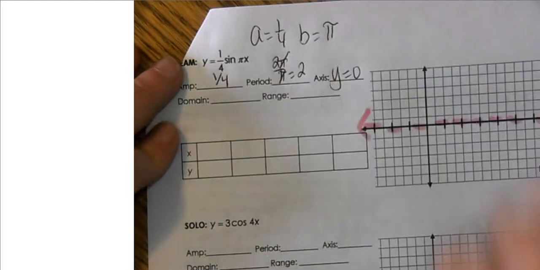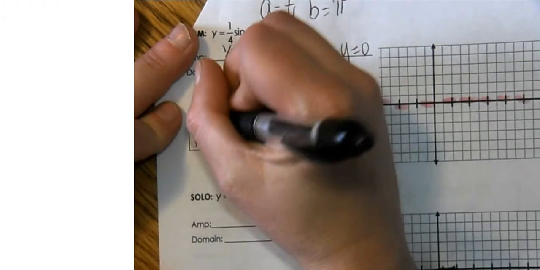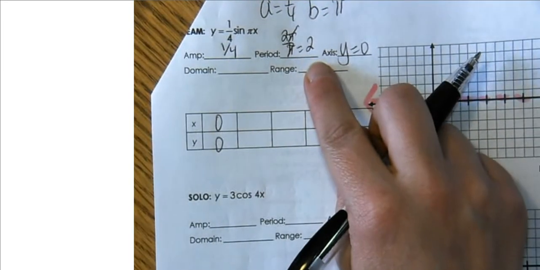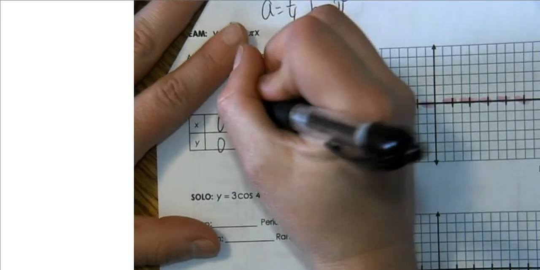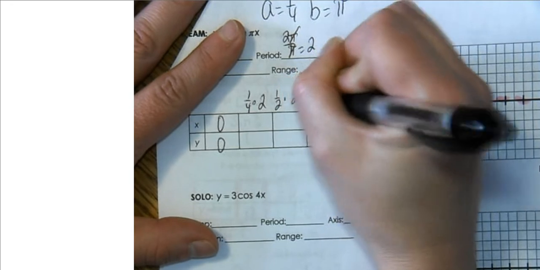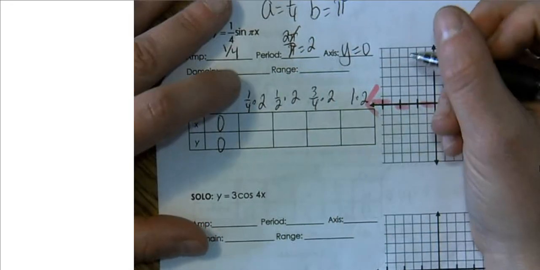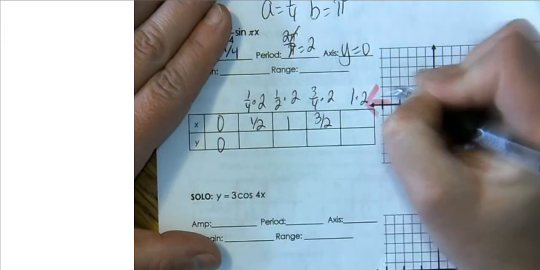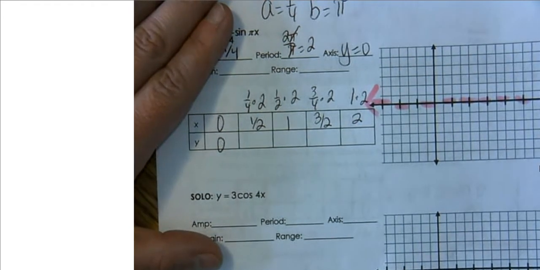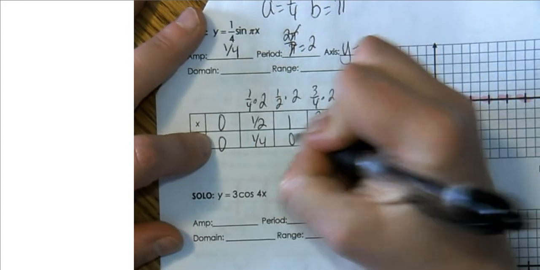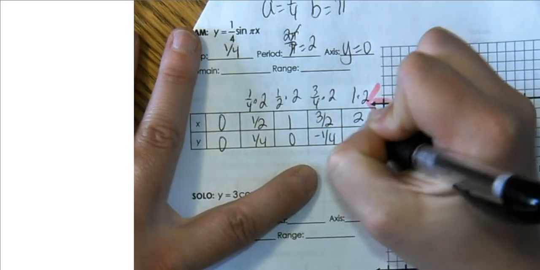This is a sine function, so I know that sine starts at 0, 0. And now I'm going to use my period to help me come up with my x values. So that is 1/4 times 2, 1/2 times 2, 3/4 times 2, and 1 times 2. 2/4 is 1/2. 2/2 is 1. This is 6/4, which is 3/2, and 1 times 2 is 2. Sine follows the pattern of 0 up to 1/4, back to 0, down to -1/4, and then back to 0.